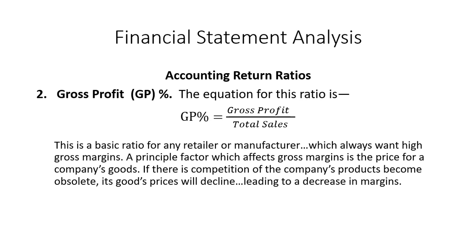And the final sentence here, this is why I want to come back here: a principal factor which affects gross margins is the price of a company's goods. If you can charge high prices, your gross profit and gross profit percentage or margin goes up really fast. The problem for a lot of companies is if the competition comes in or if their products become obsolete, the price they can charge goes down. That also means that the gross profit margin goes down. And Wall Street really, really looks out for that.